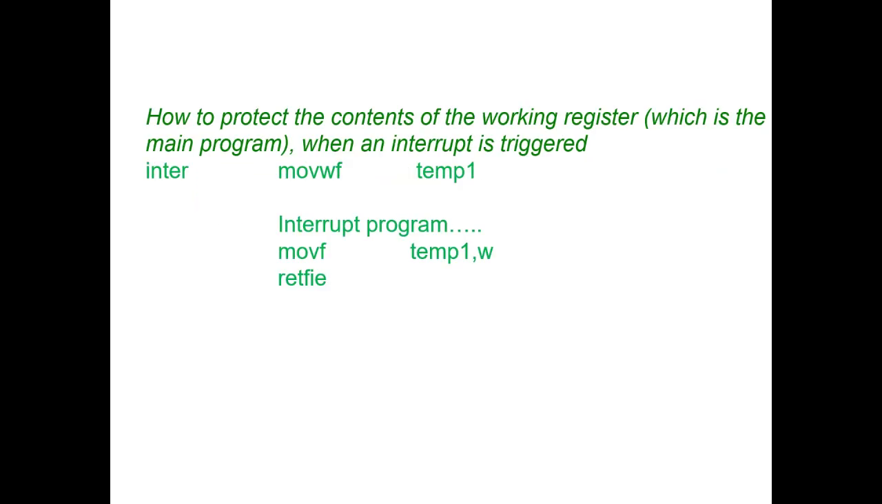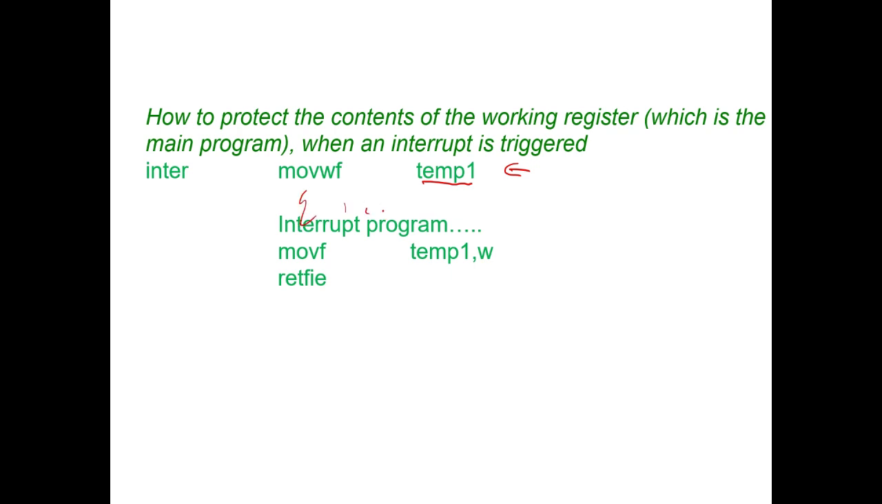You also need to protect the contents of the working register. So if you're doing some arithmetic sums and you're using the working register to add and subtract, for example, and then suddenly you say, right, press port B, 0 for my interrupt, stop doing what you're doing. If you don't move whatever's in the working register into a file, you will lose that information. So your first instruction should always be this one here. Move working register to file temp1, or whatever you want to call it. So that's what it does.